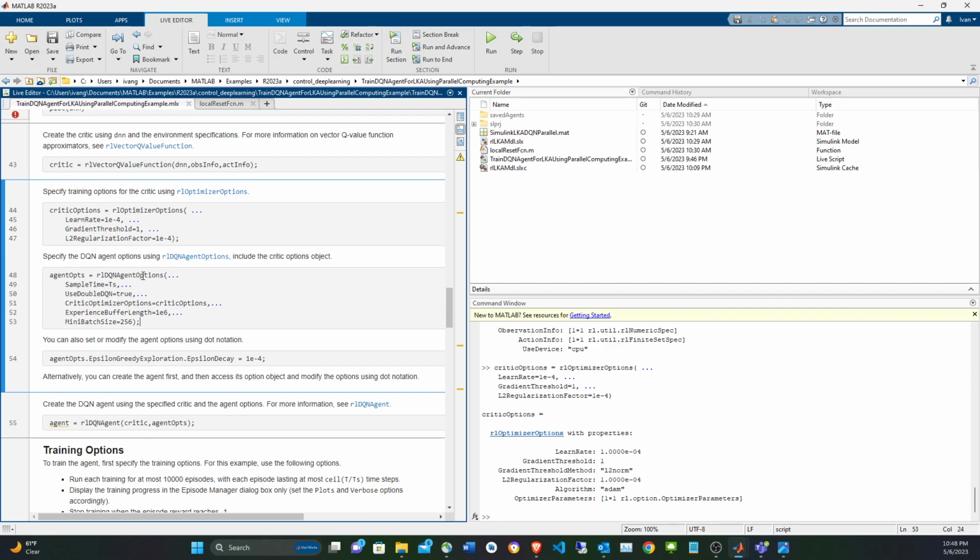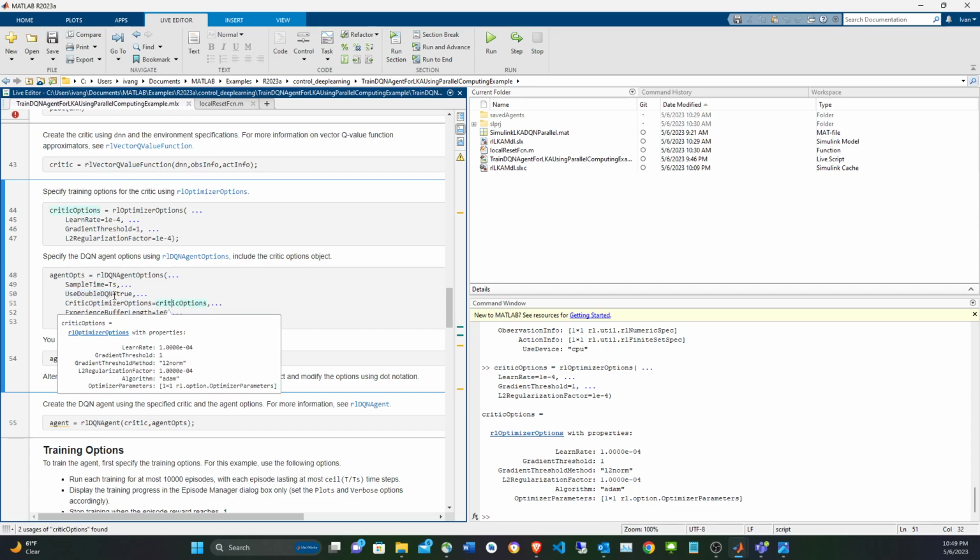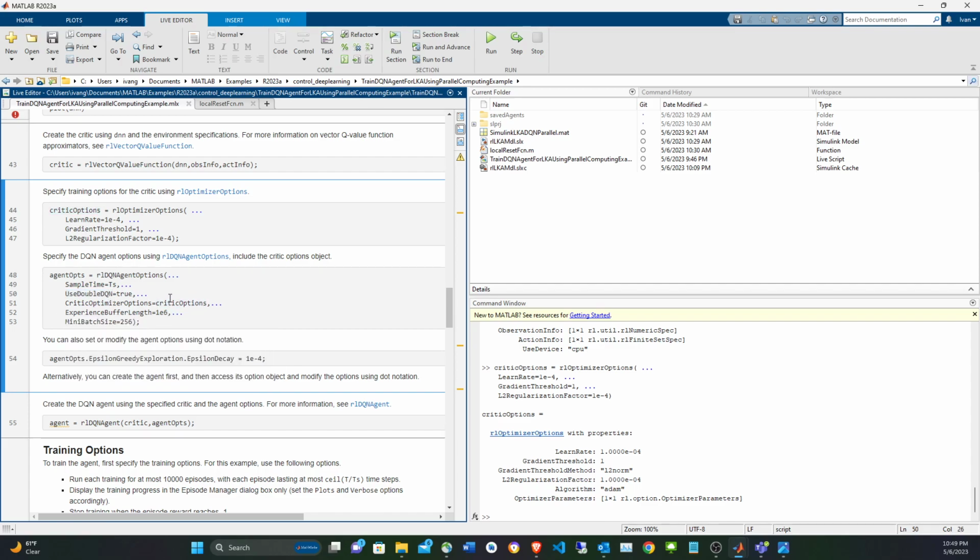We haven't created the agent yet, but we need the DQN agent options. So we have the sample time. We're going to use double DQN. As I mentioned, there is a slight difference between using double DQN and regular DQN, which is how you get the action to compute the actual reward for getting the loss, which basically is used to train the Q function itself. So this is some variant version of the algorithm.